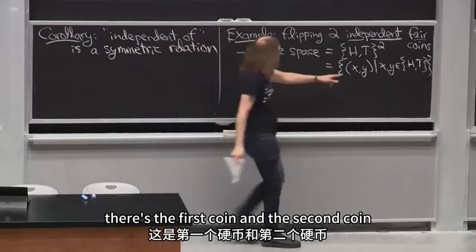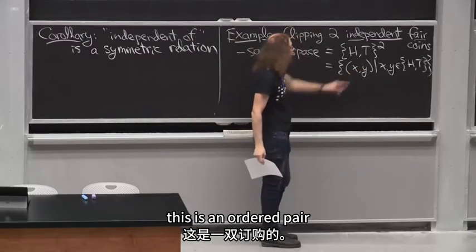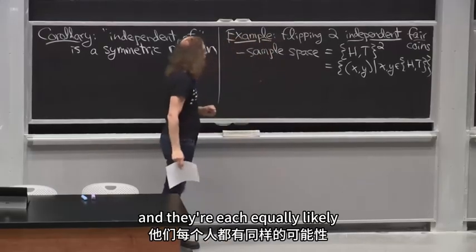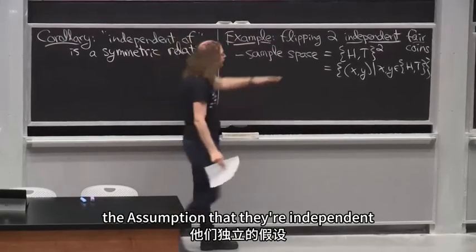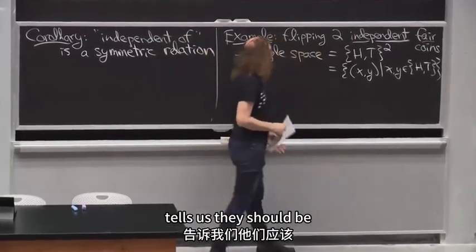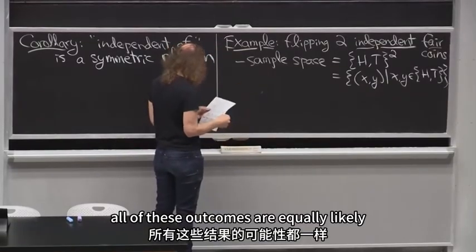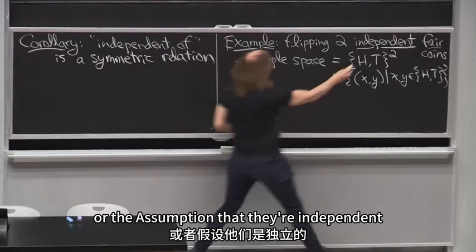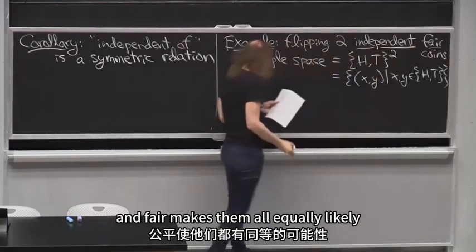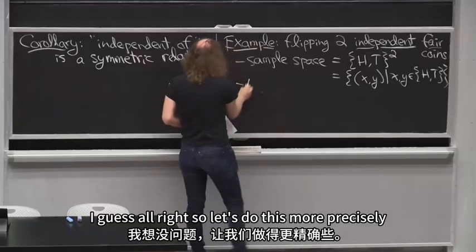And so there's the first coin and the second coin. This is an ordered pair. And they're each equally likely. The assumption that they're independent tells us all of these outcomes are equally likely. Or the assumption that they're independent and fair makes them all equally likely, I guess. All right, so let's do this more precisely.